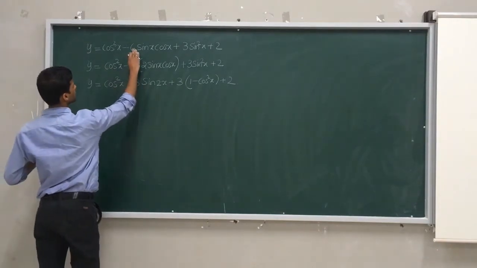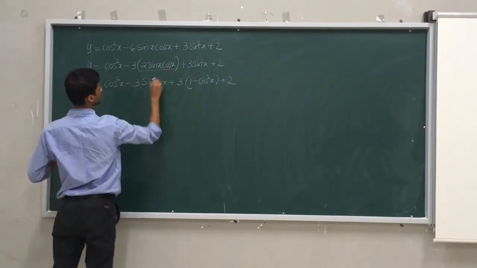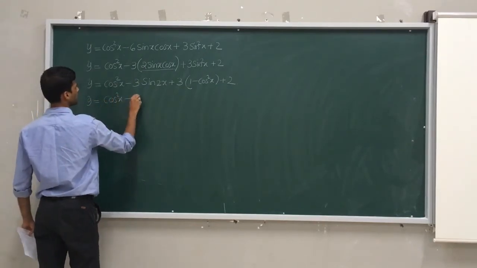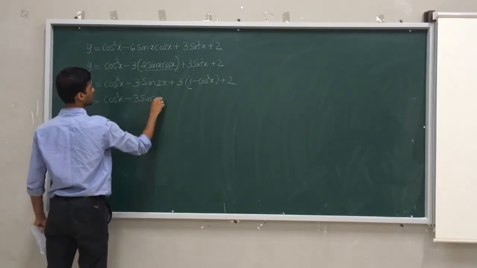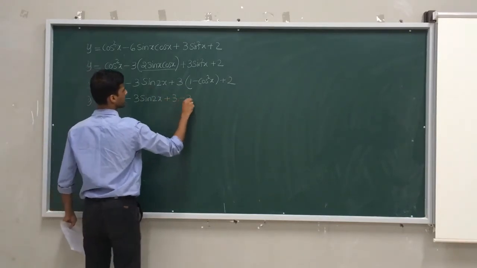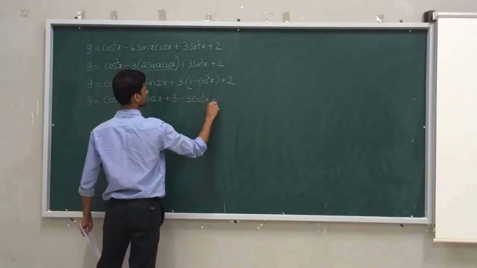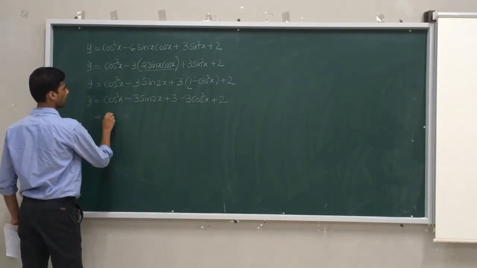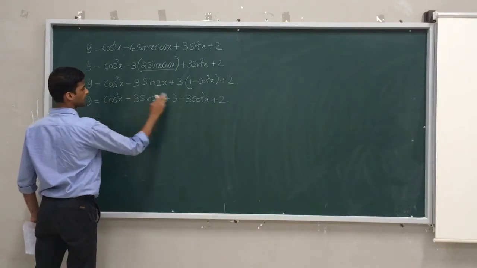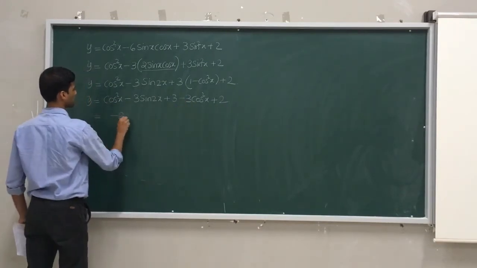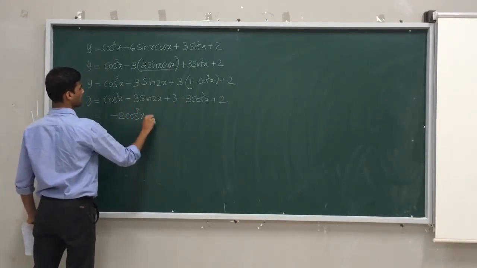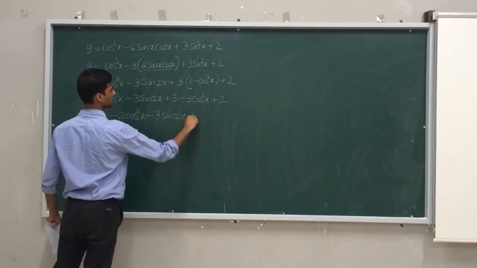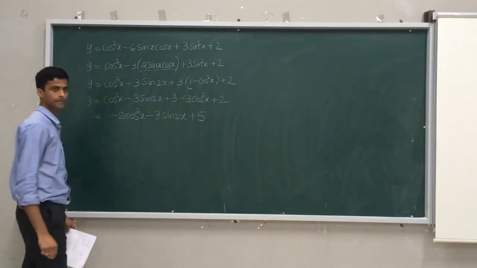So what I did, I wrote 6 as 3 times 2. I know that 2 sin x cos x is sin 2x. So this becomes cos square x minus 3 times sin 2x plus 3 minus 3 cos square x plus 2. Then this expression becomes cos square x minus 3 cos square x, it is minus 2 cos square x, minus 3 sin 2x plus 3 plus 2 is 5.